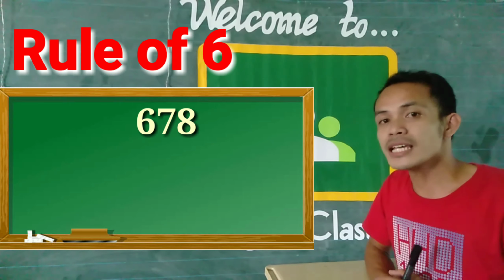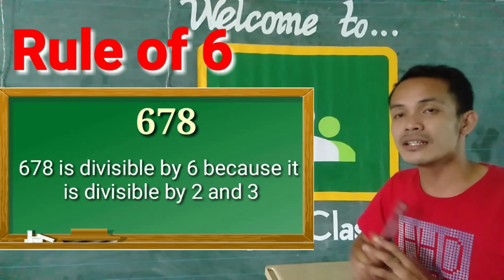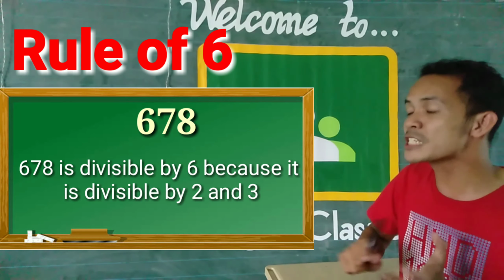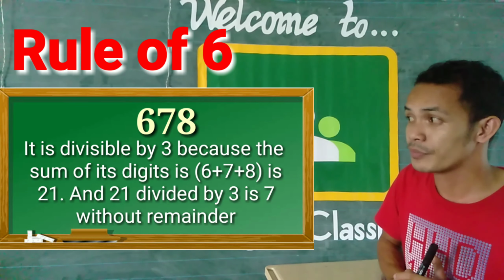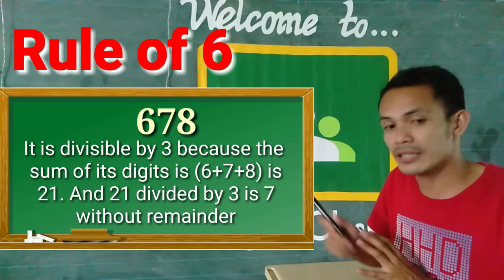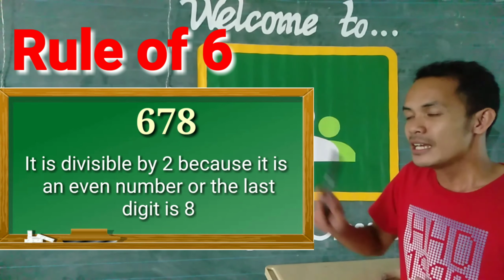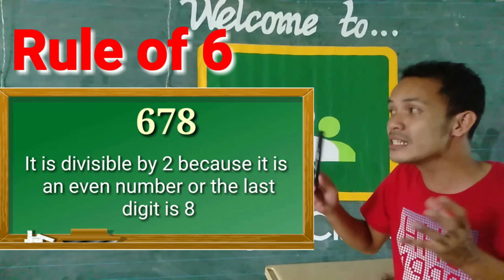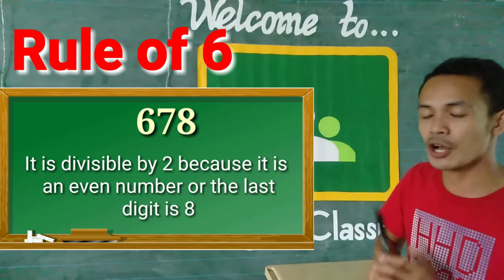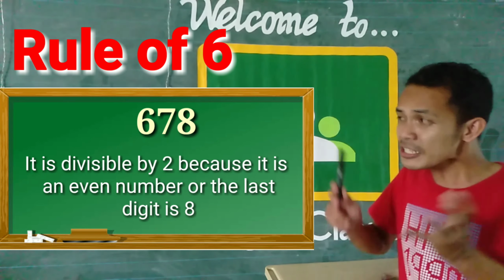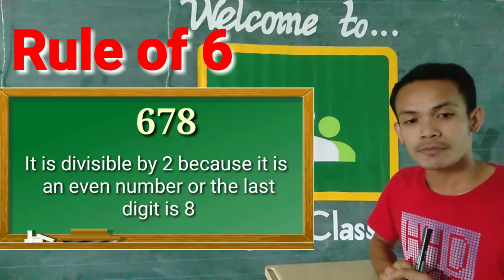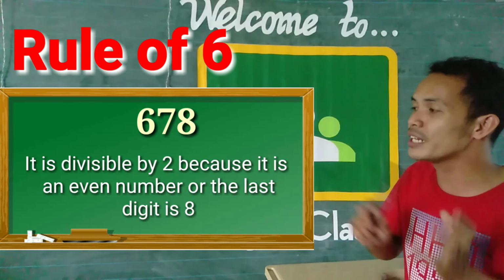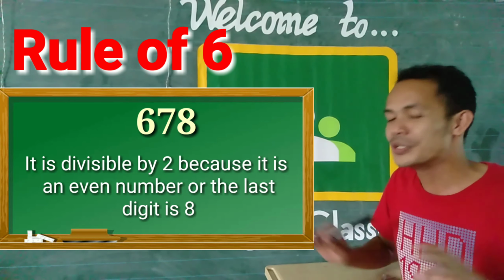Another one, 678. 678 is divisible by 6 because when you add 6 plus 7, it is 13. 13 plus 8 is 21. 678 is divisible by 2 because it is an even number, the last digit being 8. And it is also divisible by 3 because when you add the digits, the answer is 21. And 21 divided by 3 is 7 without remainder.